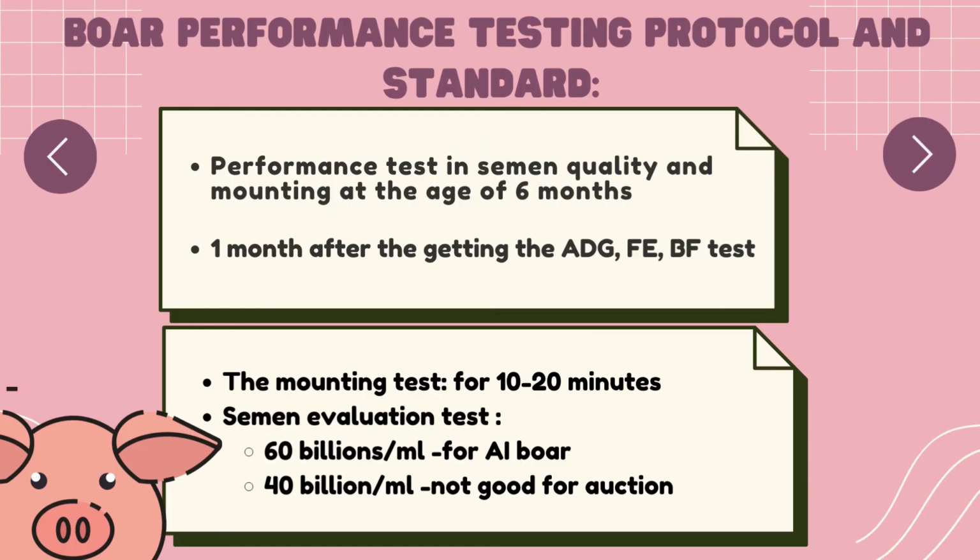Boar performance testing protocol and standard. The performance test for semen quality and mounting is at the age of 6 months, and 1 month after getting the ADG, FE, and BF test. The mounting test lasts for 10 to 20 minutes, while the semen evaluation test covers the motility and morphology standard of a sperm. So we have here 60 billion per ml as the requirement for a boar to be an AR boar, and 75% normal sperm cells is good for auction. But if the number of sperm cells is below 40 billion per ml, it is not good for auction.